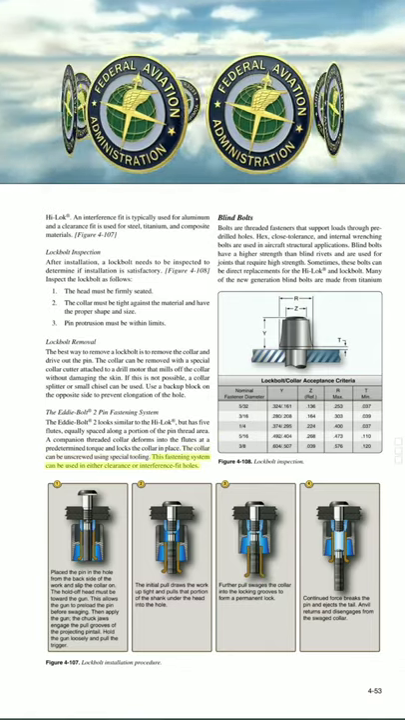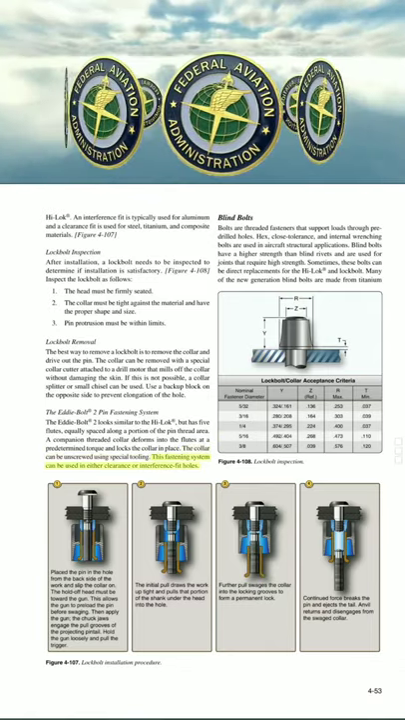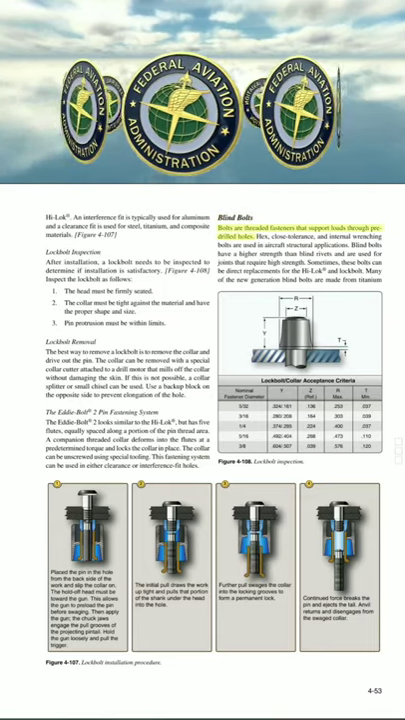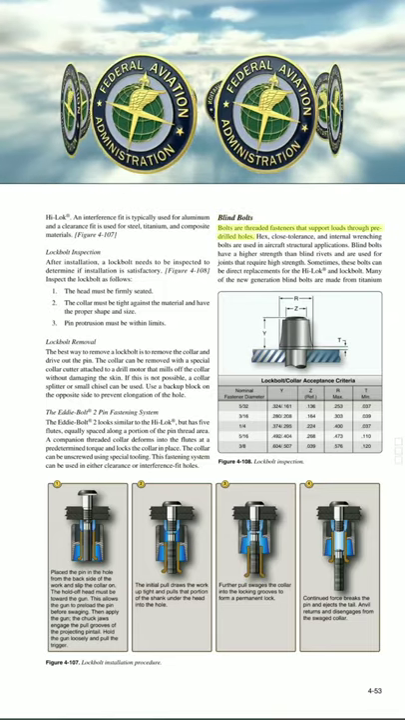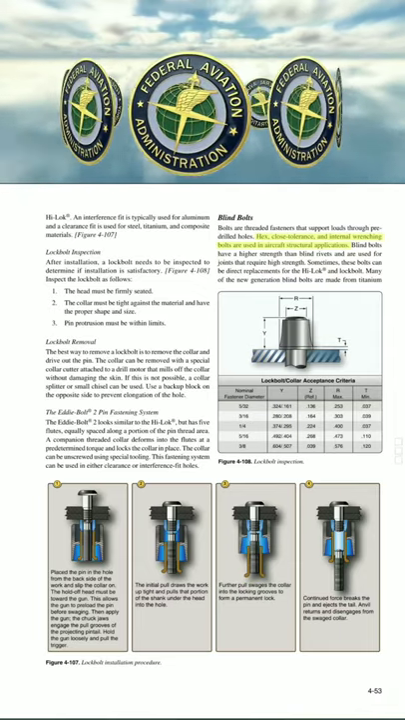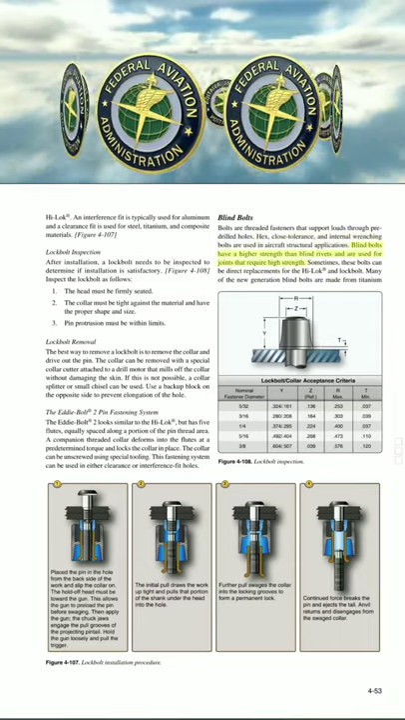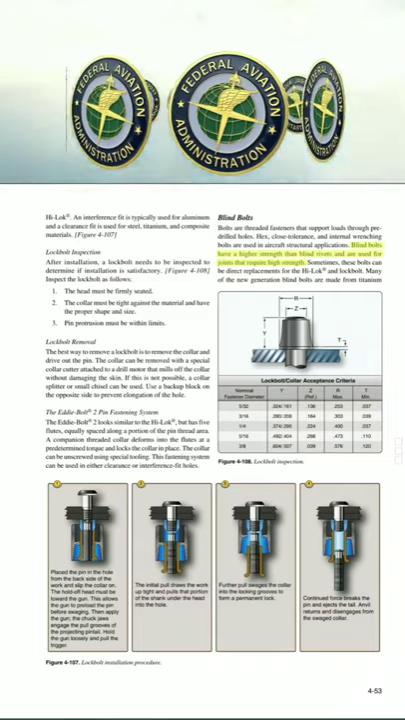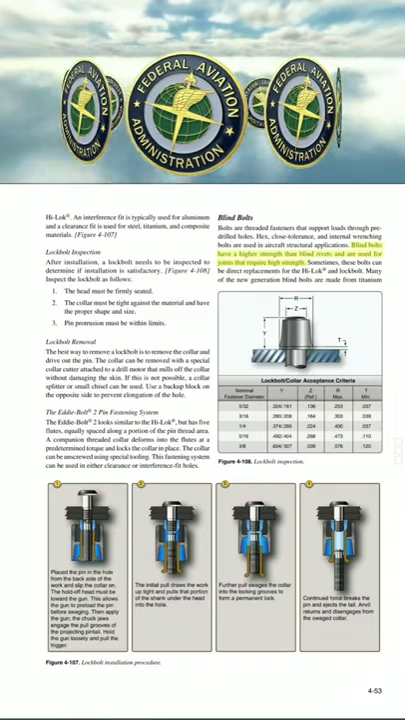This fastening system can be used in either clearance or interference fit holes. Blind bolts. Bolts are threaded fasteners that support loads through pre-drilled holes. Hex, close tolerance, and internal wrenching bolts are used in aircraft structural applications. Blind bolts have a higher strength than blind rivets, and are used for joints that require high strength.